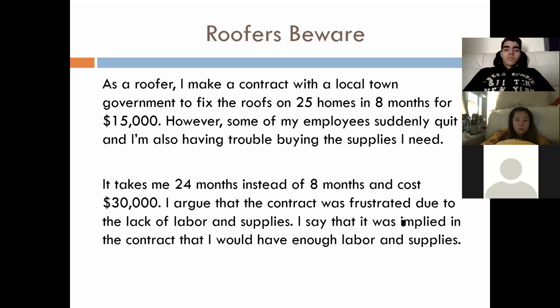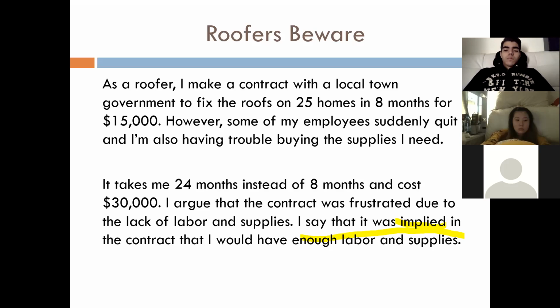I say it was implied, right? We keep talking about this idea that there are things in a contract. Like in a hotel room, it's implied that you have hot water. You don't need to say it, it's just implied. And when I made this contract with the town, it was implied that I would have enough labor and supplies. Do you agree?